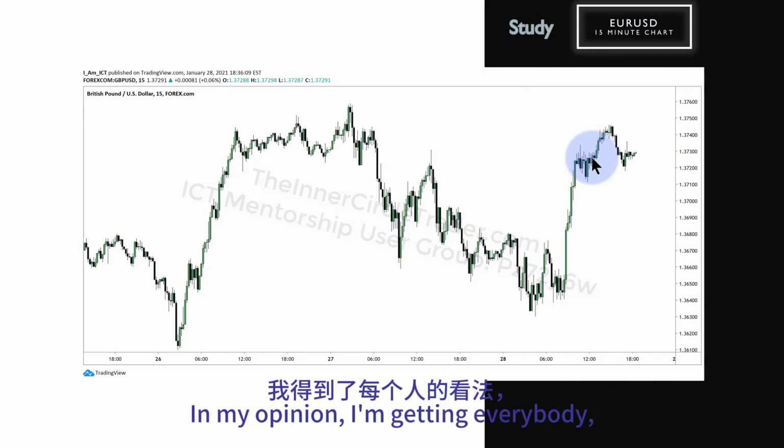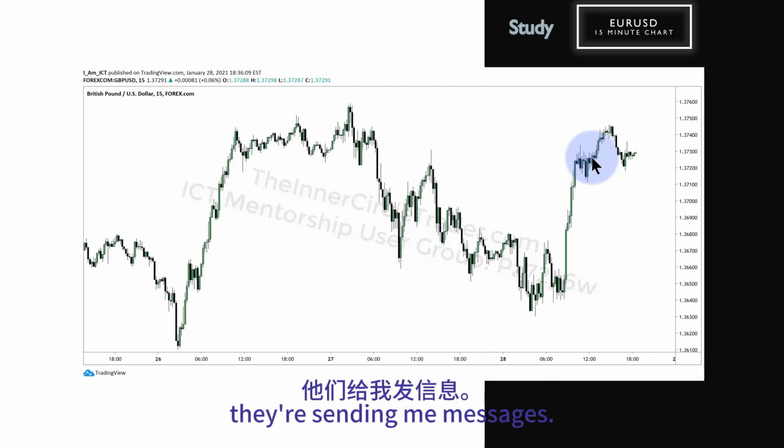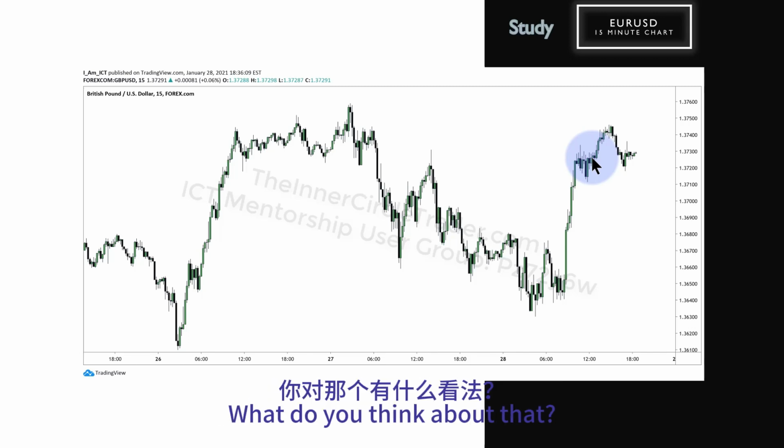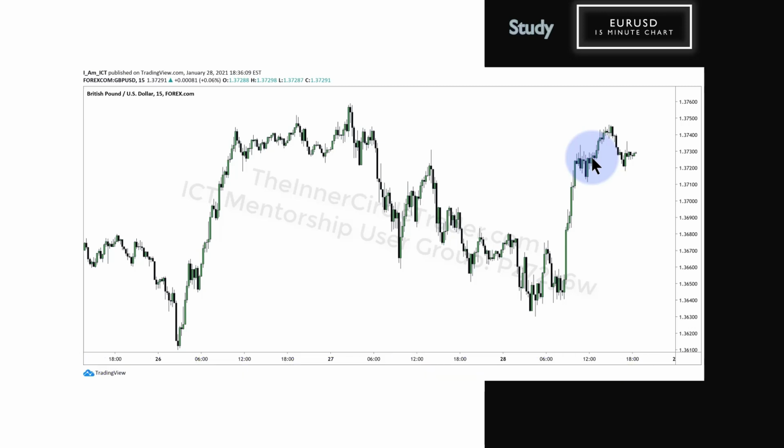In my opinion, I'm getting everybody prompting me, even in TradingView, they're sending me messages. Hey, what do you think about this? What do you think about that? What's going on? My short answer is look at my community tab, because I talked about it before today.